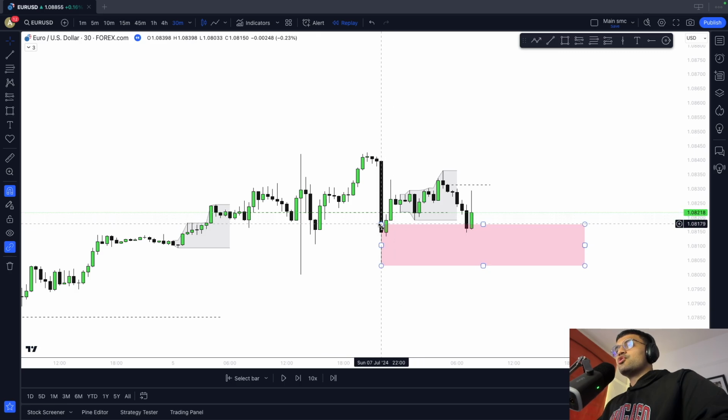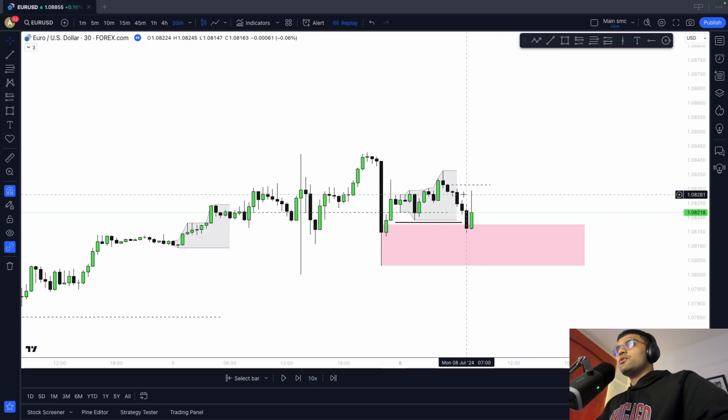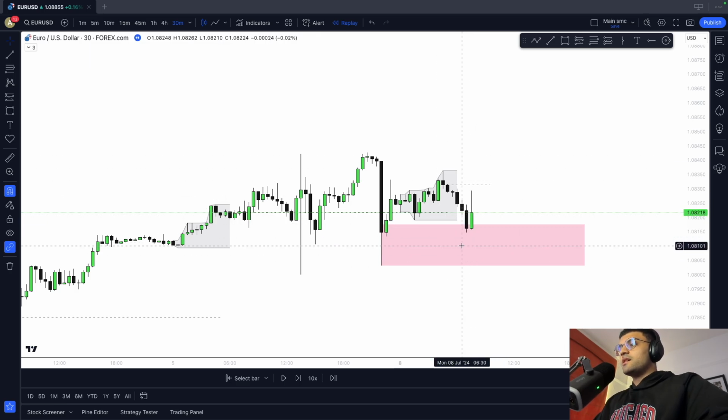So we have this, which caused an imbalance, which was right there. So this POI caused an imbalance. What else did the POI do? Well, there is clear inducement right there. Okay, liquidity for the POI to come, for price to come in to tap and then go up. So there's inducement as well.